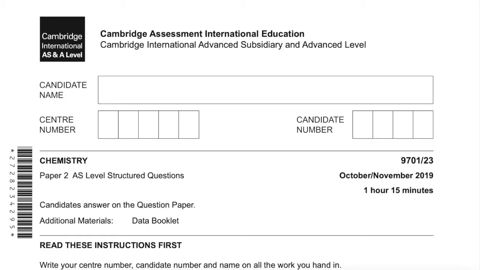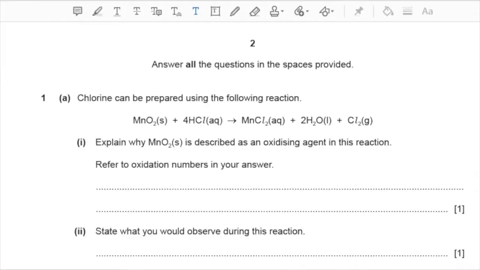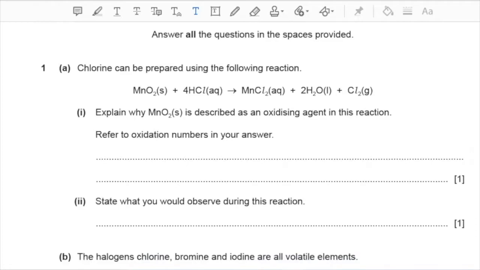Today I'll be solving Chemistry Paper 2 AS Level Structured Questions 9701 Paper 2, variant 3, October/November 2019. Starting with question number 1, part A, chlorine can be prepared using the following reaction. Manganese oxide plus hydrogen chloride gives manganese chloride plus water plus chlorine gas. Part 1, explain why manganese oxide solid is described as an oxidizing agent in this reaction. Refer to oxidation numbers in your answer.